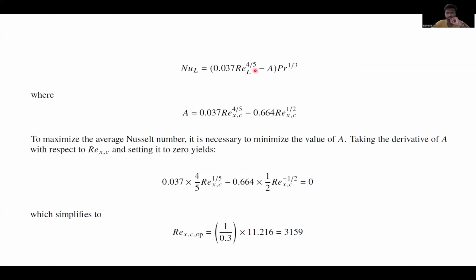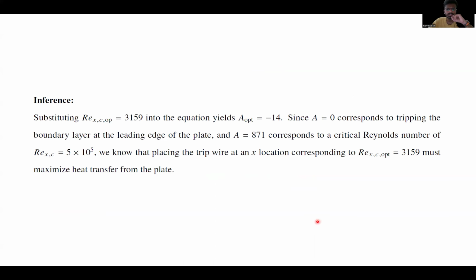So based on this calculation, I got the value for optimum Reynolds number as 3159. The inference behind it is, if you substitute 3159 in the equation, you will get optimum A of minus 14.